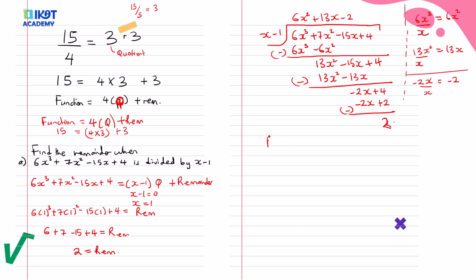So here we can still say the remainder is 2. So we found the same answer. Here we found the remainder is 2. Then here we found that the remainder is 2.